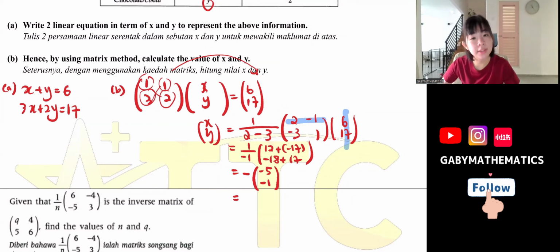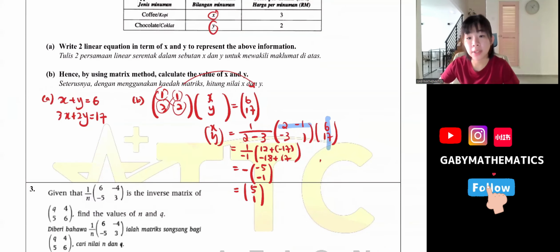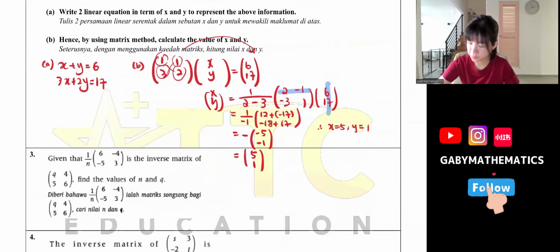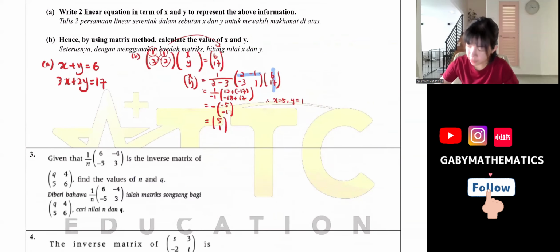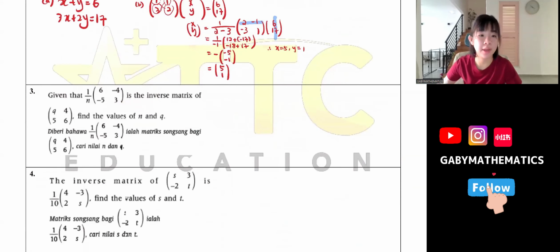So at the end, the answer is negative, negative, positive. Both become positive. So to calculate the value of x and y, you write again, x equals 5, y equals 1. Make sure you are very, very familiar with matrices. Definitely comes up every single time in the exam.